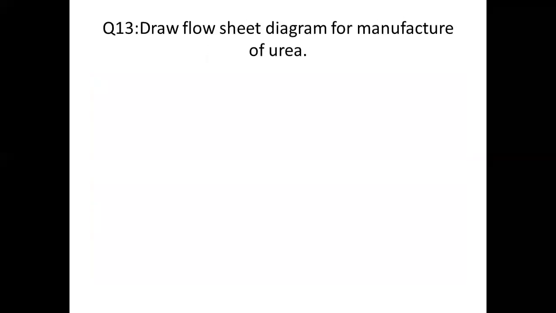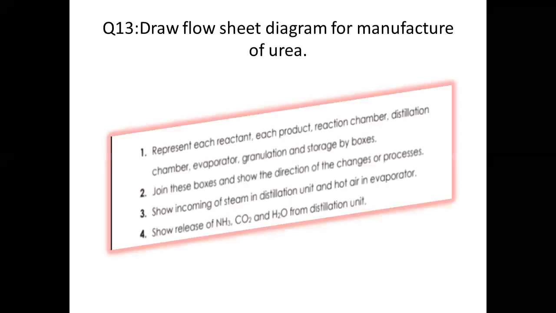Number 13, draw a flow sheet diagram for the manufacture of urea. You have to follow all the steps, and represent each reactant, each product, reaction chamber, distillation chamber, evaporator, granulation, and storage by boxes. All of this we have to represent. Then join these boxes and show the direction of the changes or processes. The arrowhead will show us those changes.